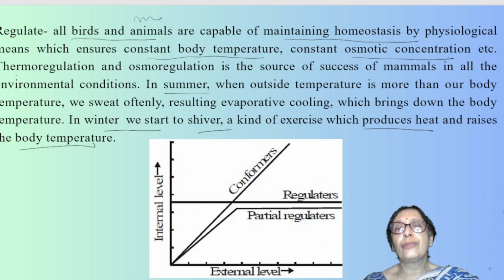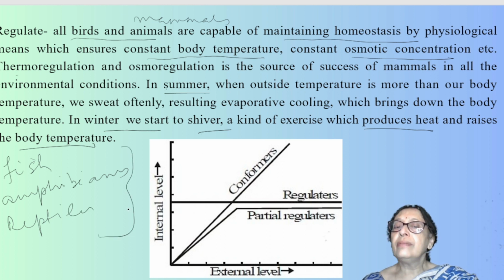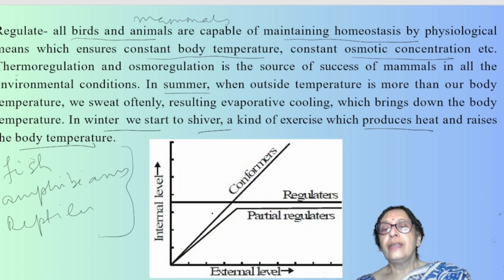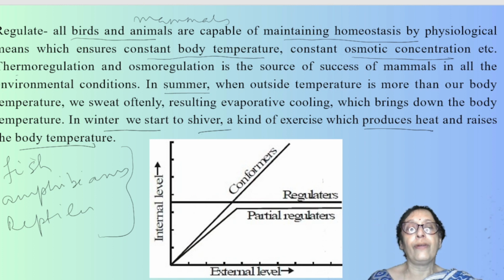Actually, we should call it mammals, because fish, amphibians, and reptiles cannot maintain such homeostasis. Their body temperature varies. During winter, they go for hibernation, and in summer, they also cannot withstand the high temperature, so they go for aestivation. They spend some inactive life in order to keep down their body temperature.